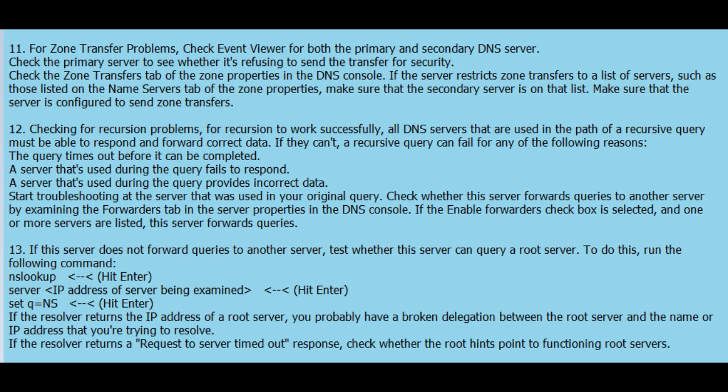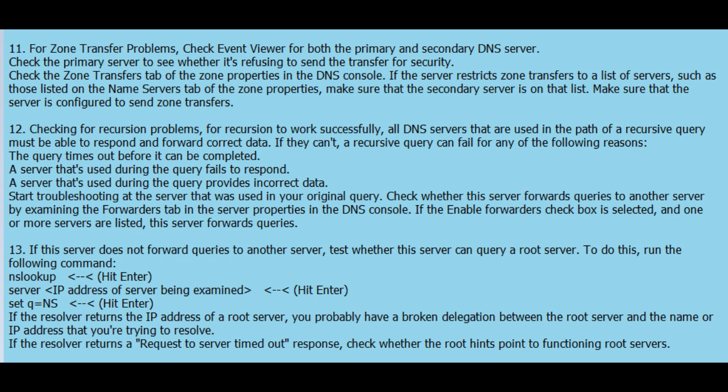11. For zone transfer problems, check Event Viewer for both the primary and secondary DNS server. Check the primary server to see whether it's refusing to send the transfer for security. Check the Zone Transfers tab of the Zone Properties in the DNS console. If the server restricts zone transfers to a list of servers, such as those listed on the Name Servers tab of the Zone Properties, make sure that the secondary server is on that list. Make sure that the server is configured to send zone transfers.